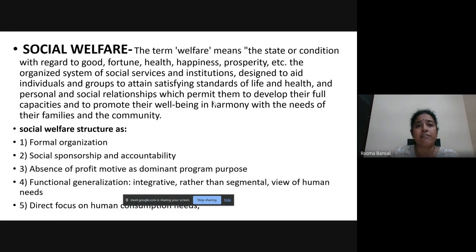Now, what is social welfare? The term welfare means the state or condition with regard to good fortune, health, happiness, and prosperity. It is the organized system of social services and institutions designed to aid individuals and groups to attain a satisfying standard of life and health, and personal and social relationships which permit them to develop their full capacities and to promote their well-being in harmony with the needs of their families and communities.